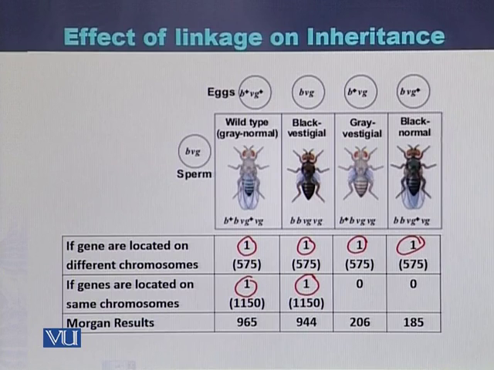But the results of Morgan were 965 flies of this type, 944 of this type, 206 of this type, and 185 flies of this type. So Morgan's results were not according to the test cross expectations. If genes are located on different chromosomes, the ratio should be 1, 1, 1 and 1, while if genes are located on the same chromosome, the ratio should be 1 to 1. So he got two parental types of progeny while there were two different types.